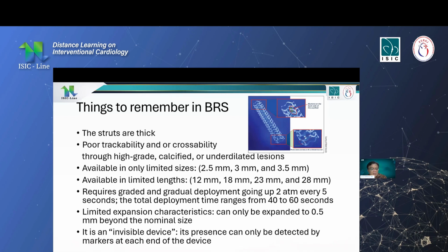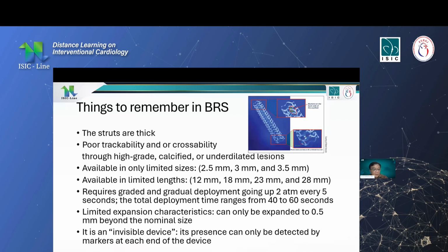BRS are only available in limited sizes, maybe 2.5, 3 millimeters, and 3.5 millimeters. And some companies have 2.75, like Sinsorb, but most of them are around 2.5 until 3.5 millimeters. And also in limited lengths. So we cannot have a long or very long stent in BRS, mostly 12 to 28 millimeters.